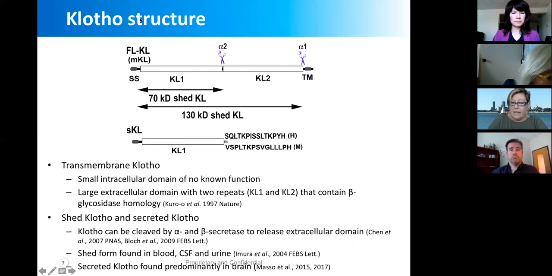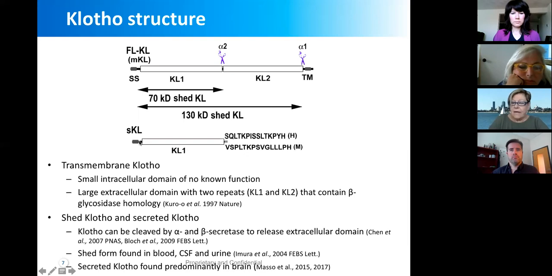And the transmembrane Klotho is shed mostly by alpha secretase, and also cleaved here by alpha secretase. And those pieces are released, and they are circulating. We can identify them in blood, in urine, and in the CSF as well.